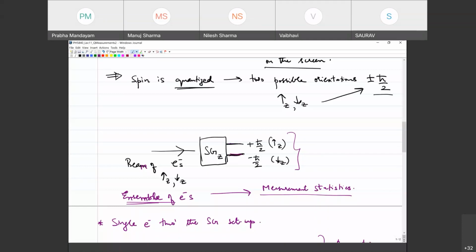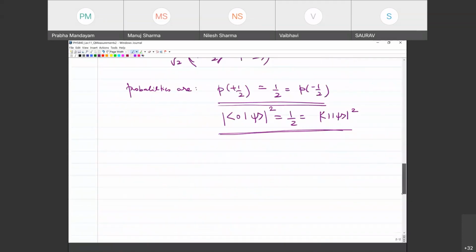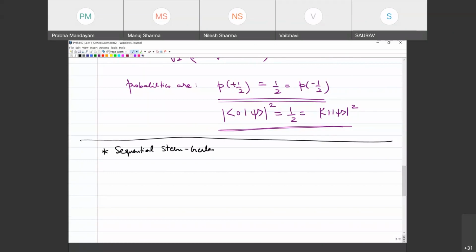Okay. Now, any questions so far? Ma'am. Yes, hello. Yes, go ahead. Ma'am, in the single electron case, suppose we are sending an electron and getting plus h by 2. Does that mean that the electron is having a spin of plus h by 2 before measurement?